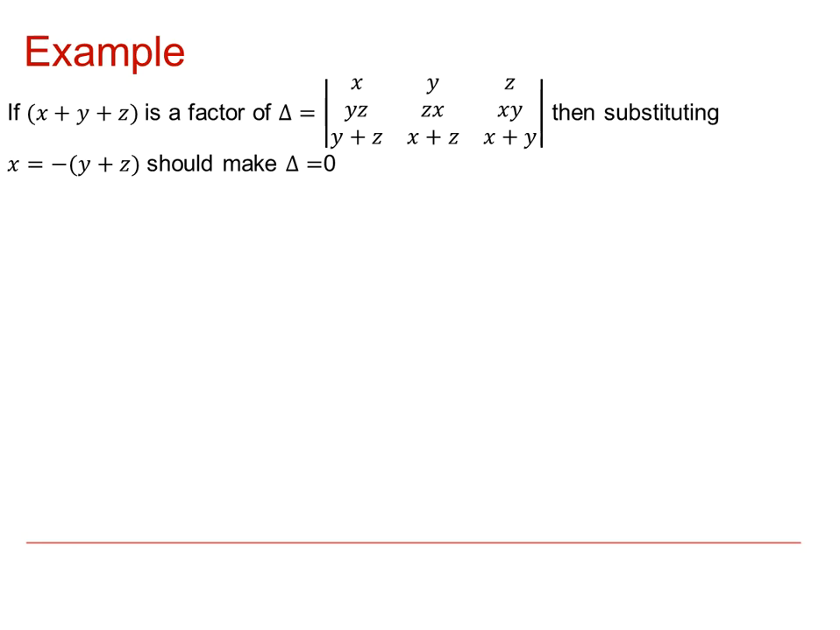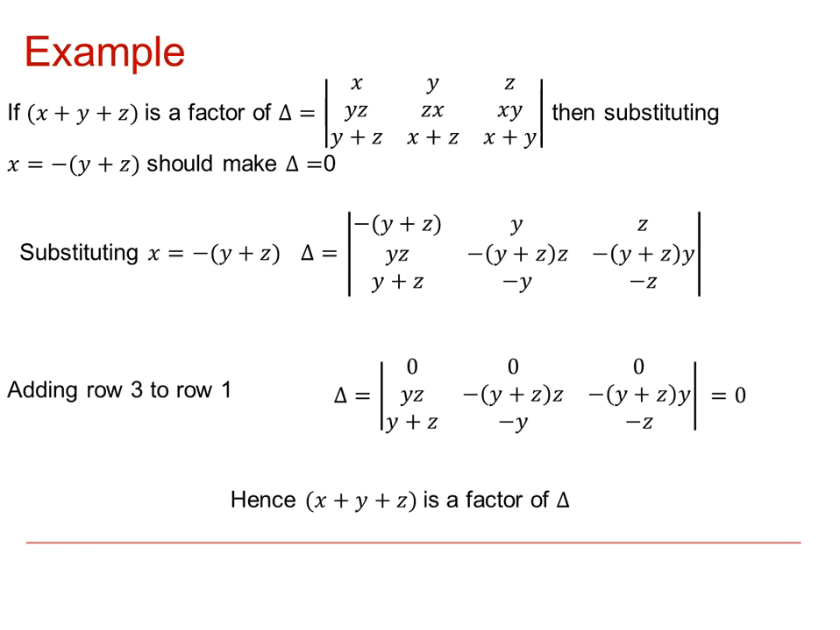In the second part of the example, we wanted to show that x plus y plus z is a factor, and therefore if we substitute x equal to minus y plus z, then that should give delta equal to 0. If we do that, you can see that delta becomes this determinant here, and again we have rows and columns that are equal to each other.